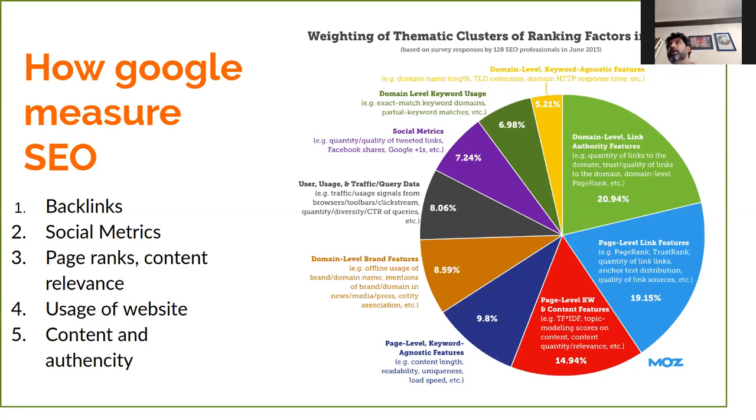Usage of the website. The more people that come to your website, the better it ranks. So if today we have 60,000 people visiting our website a month, if that went up to 180,000 people, then obviously Google will be like, oh, this guy knows what he's talking about even more.